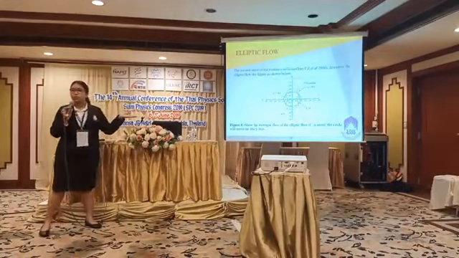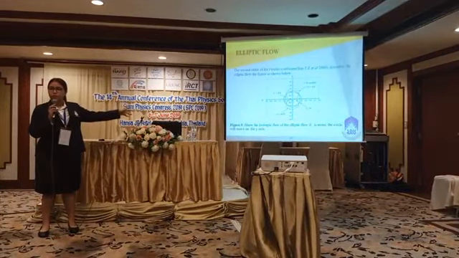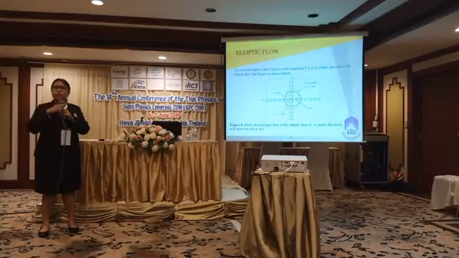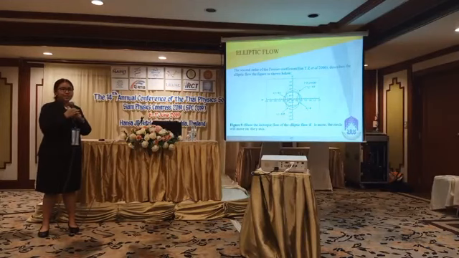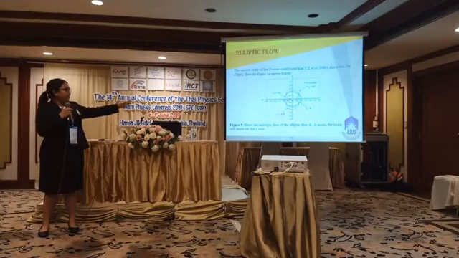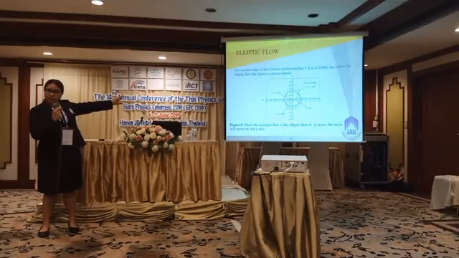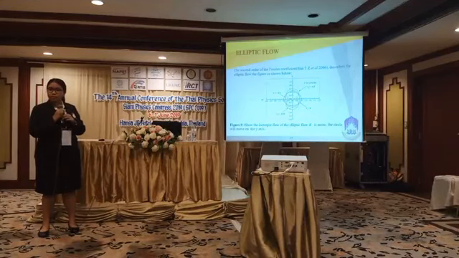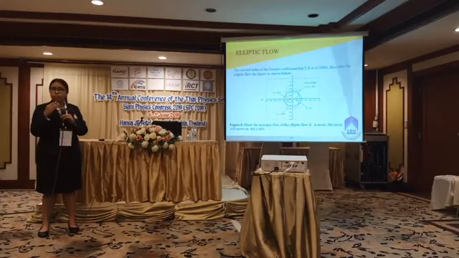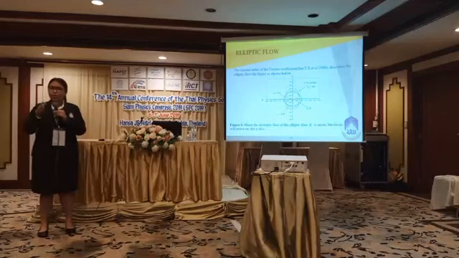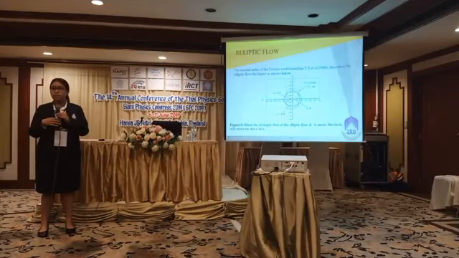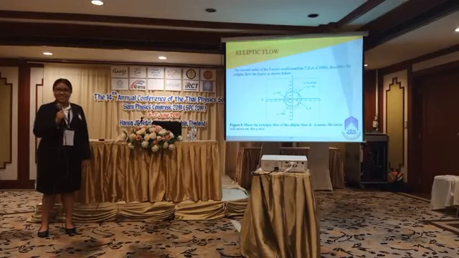When V2 equals 0, it is an isotropic flow. When the elliptic flow V2 increases, the circle will move along the y-axis of the graph. This is the flow of protons, between proton and proton of the Au plus Au.